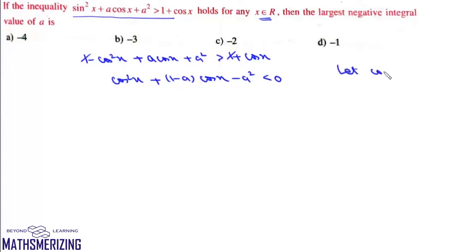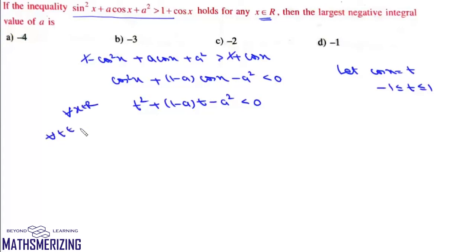We let cos x as t. We know that the value of t will lie between minus 1 and plus 1. So it will be t square plus (1 minus a) t, and then minus a square, it should be less than 0. Now it says it should be true for all x belongs to R. That means for all t belongs to minus 1 and plus 1. So for all the values of t that lie between minus 1 and plus 1, this expression should always be negative.